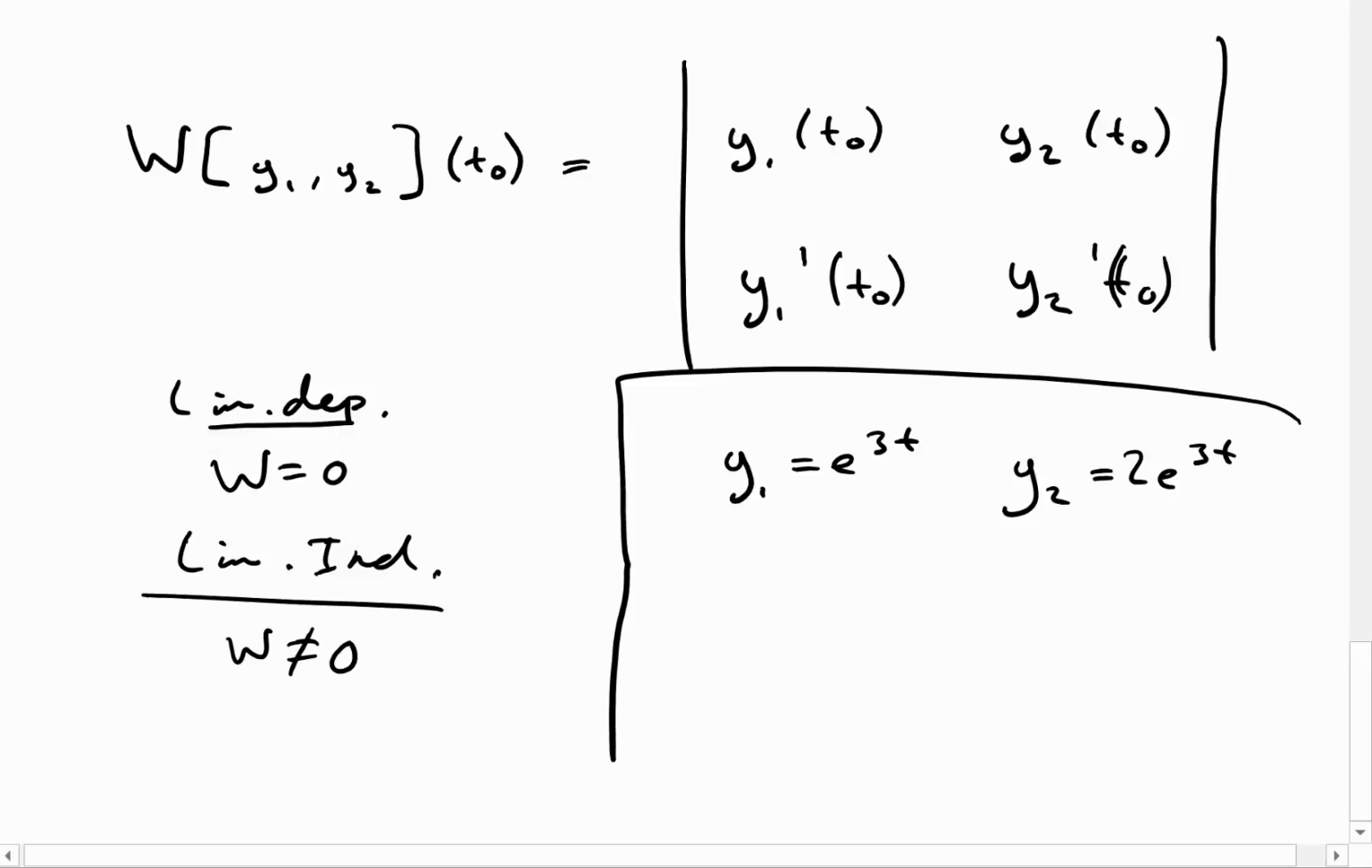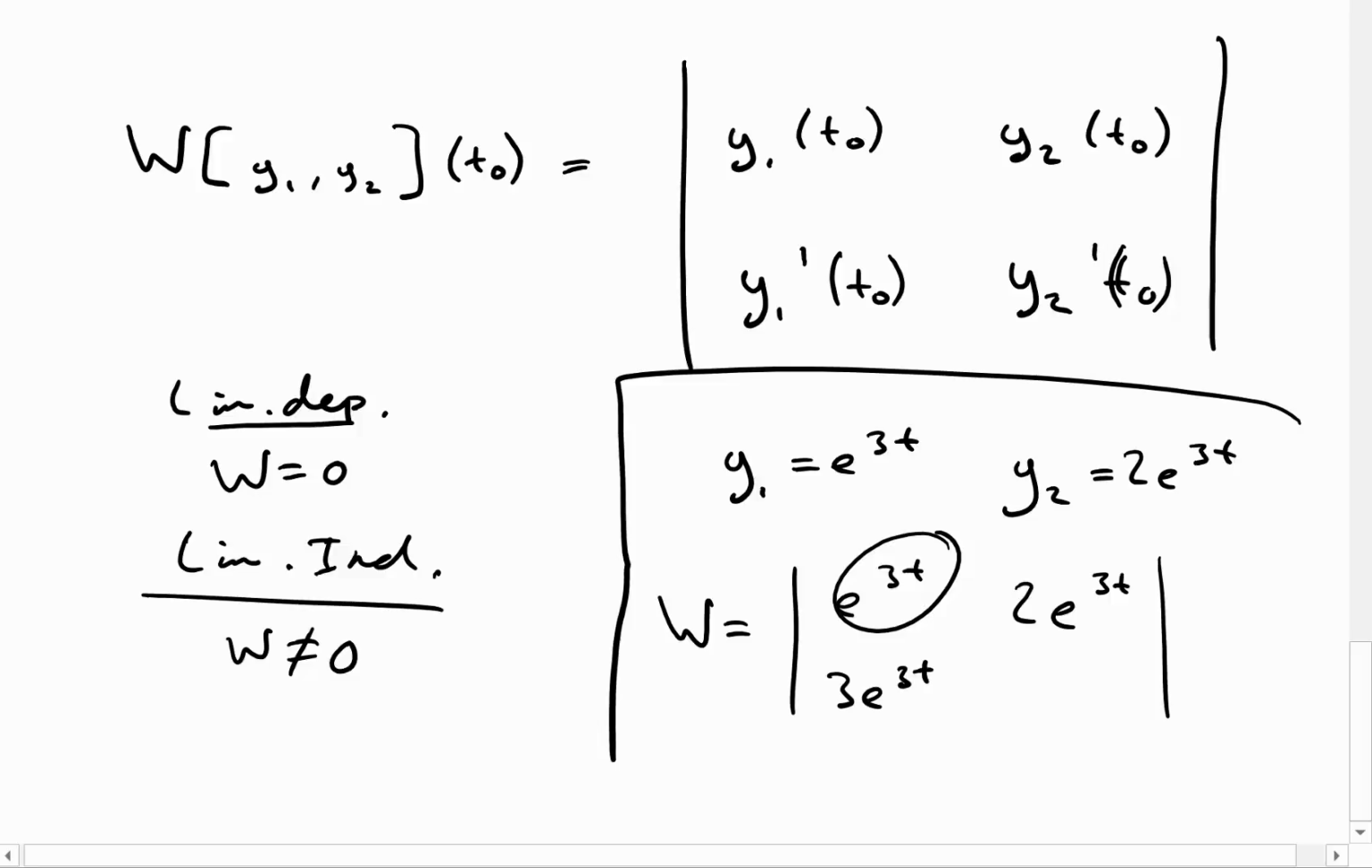So let's make the Wronskian up. The first row will be e to the 3t and y2, which is 2 e to the 3t. Then in the second row we need the derivatives of them. The derivative of e to the 3t is 3 e to the 3t, and the derivative of 2 e to the 3t is 6 e to the 3t.